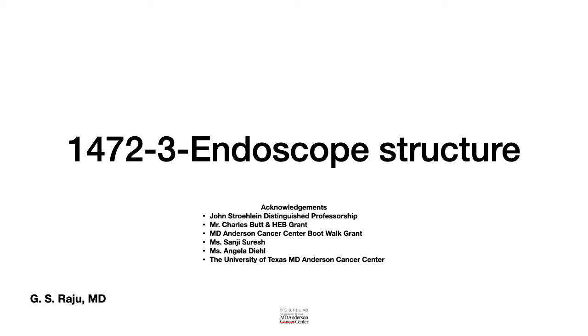Let us talk about the structure of an endoscope. There are several different types of scopes, but most of the scopes that are utilized for upper GI endoscopy, enteroscopy, colonoscopy, the structure is basically the same. There are some differences with the ERCP scope and EUS scope. So if we know the basic structure, we will appreciate how the scope functions, and if any problems arise, we can easily fix them.